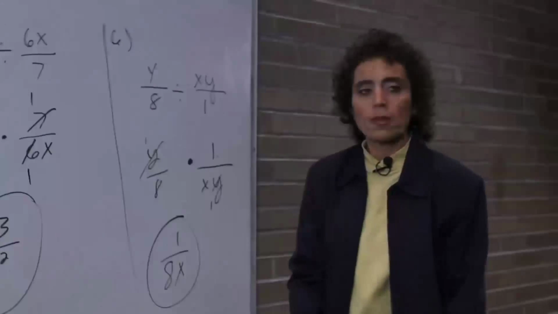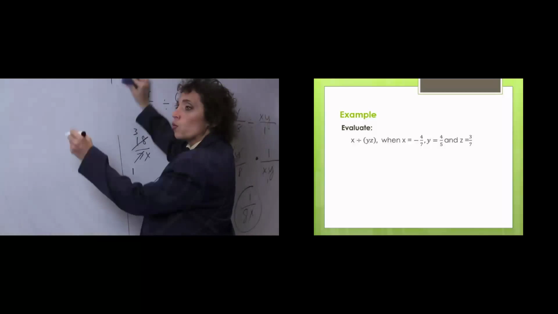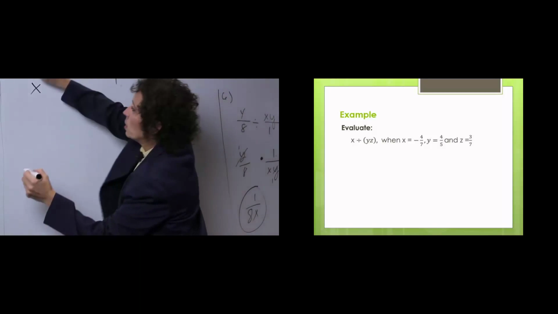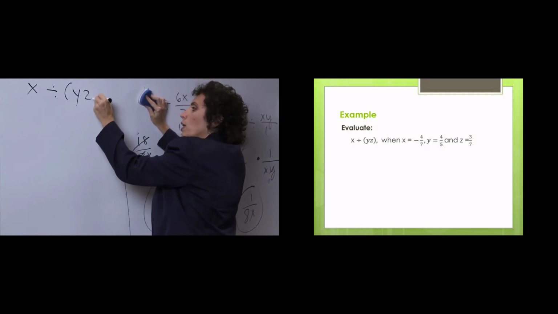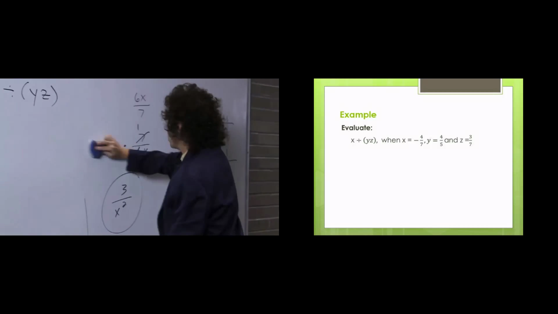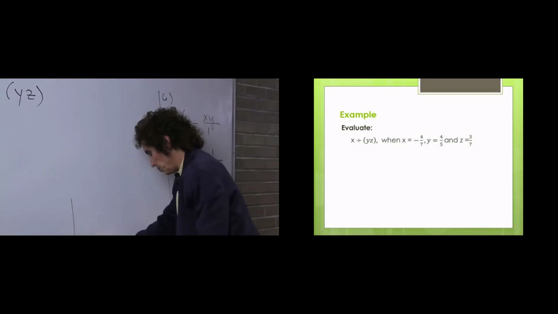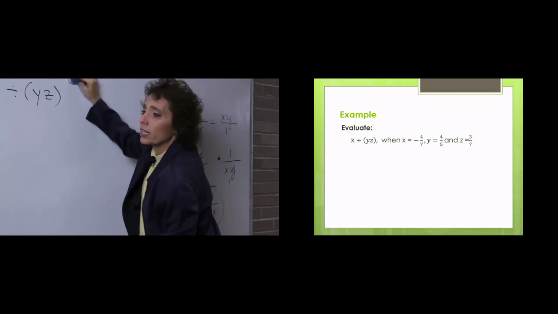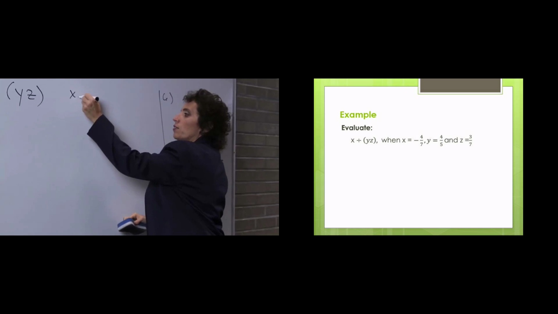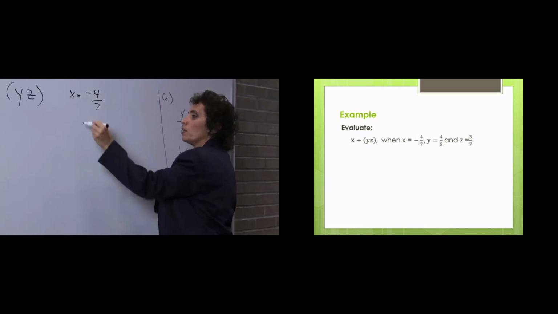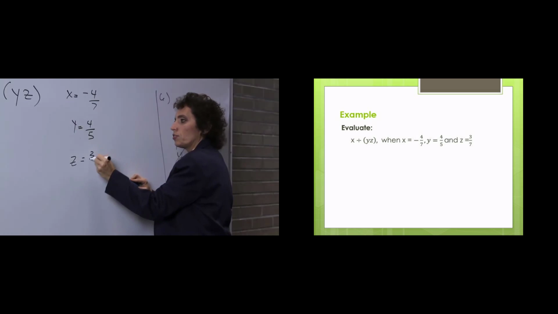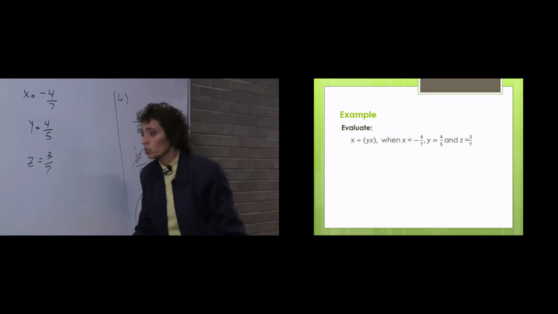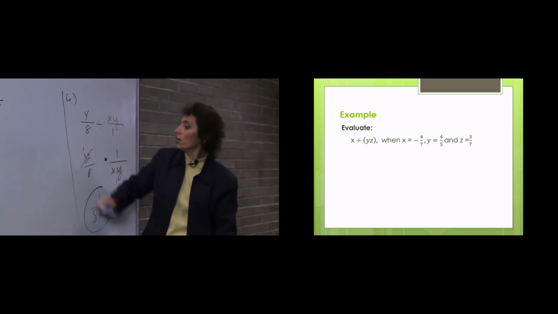Okay, last question. We have x divided by the quantity yz. I really don't like the division sign, but that's what's in the problem, so I'll leave it there. And it says x is negative 4/7. Oh, this looks fun. Y is 4/5. Z is 3/7. Okay, just in case you didn't like fractions, too bad. Here we go.